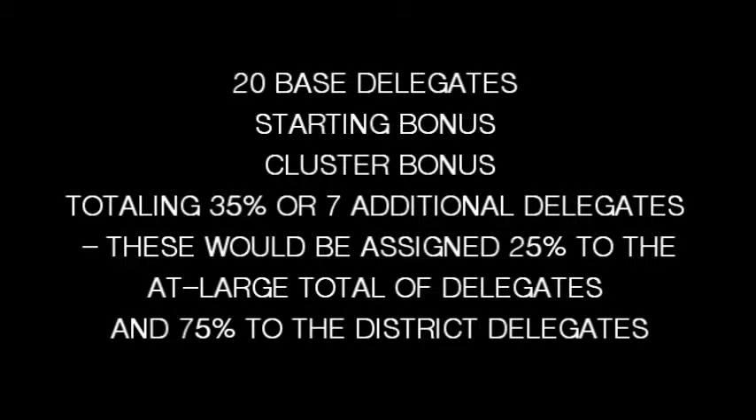And that means their total bonus would be 35%. Okay? So 35% would be 7 additional delegates. These would be assigned 75% to the at-large total and 25% to the district delegates. Okay? So keep that in mind as we go through the various primaries and caucuses going forward.